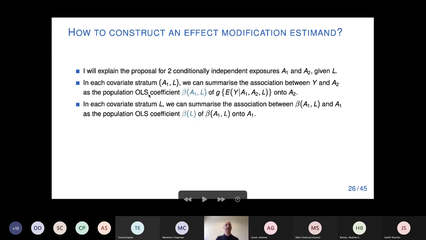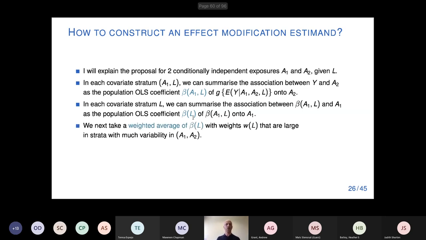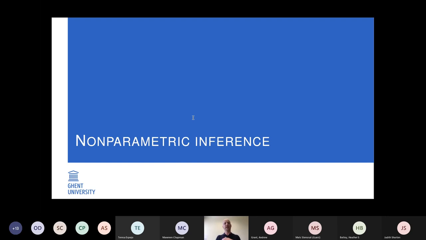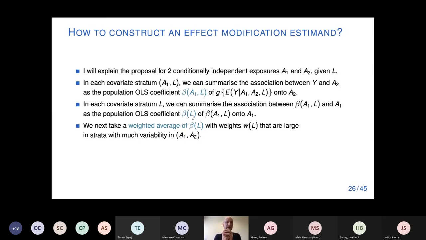Then next, in each covariate stratum L, I would summarize the association between the coefficient that we just identified and the first exposure to see how strongly, basically, the effect of A2, if you like, depends on the other exposure, A1. Again, we can do that in exactly the way I explained before. So we do a population least squares regression of this coefficient, beta of A1 and L, onto the first exposure. And that gives us a coefficient beta, which is stratum dependent. So it's a function of L. And at the end of the day, we take a weighted average of those coefficients with weights that would be large in strata that have a lot of variability in both exposures. The framework in the paper handles the notion of effect modification much more generally, but I'm just giving you here a snapshot of how that would work in the specific case of conditionally independent exposures.